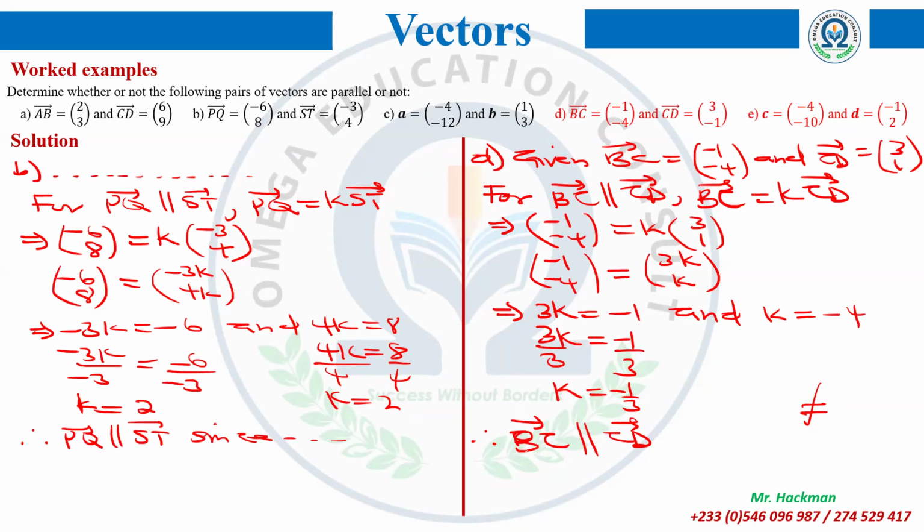So this one means BC is parallel to CD, but because you didn't get the same values of K, you know that BC is not parallel. So "not" means you cancel the parallel. Then if you want to attach your reason, you will state this premise. So let me clear. I think I can still write it here. So since the vector BC is not equal to K times the vector CD.